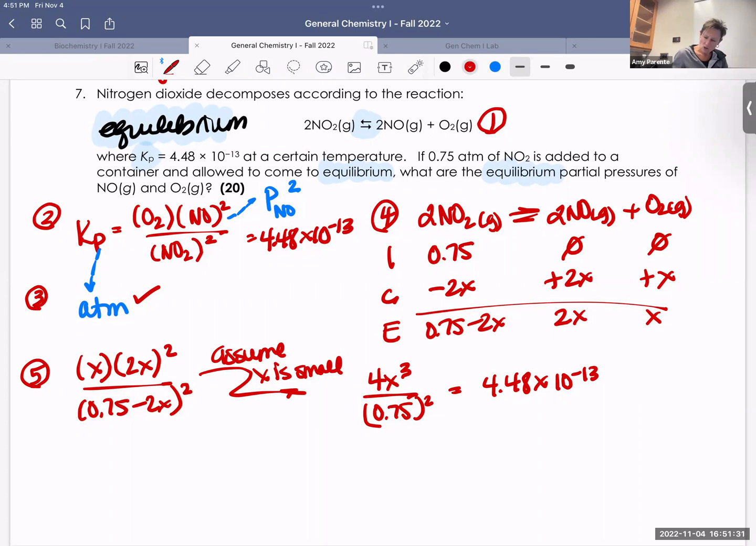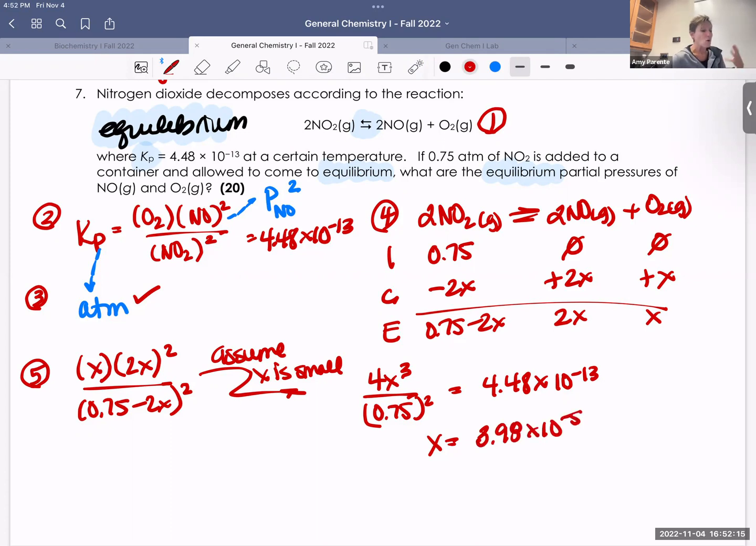So go through and solve this. I'm not going to go through the details of the algebra, but just to walk through it, square 0.75. Then you're going to multiply both sides by 0.75 squared. Then you're going to divide by 4 and then take the cube root. Reminding people, an easy way to take the cube root, if you don't have it on your calculator, is to take it to the 1/3 power. You should have a little caret symbol, and then you can put in 1/3 power in your calculator. So solving for x gives us 3.98 times 10 to the minus 5th.